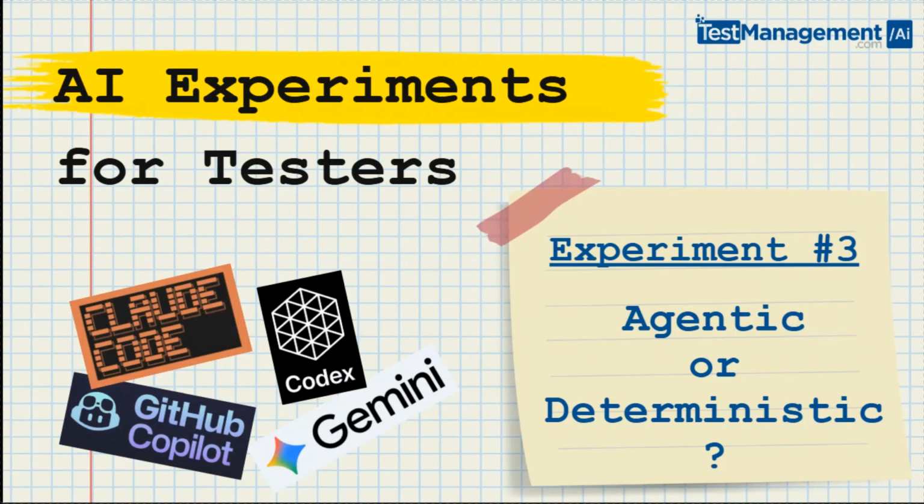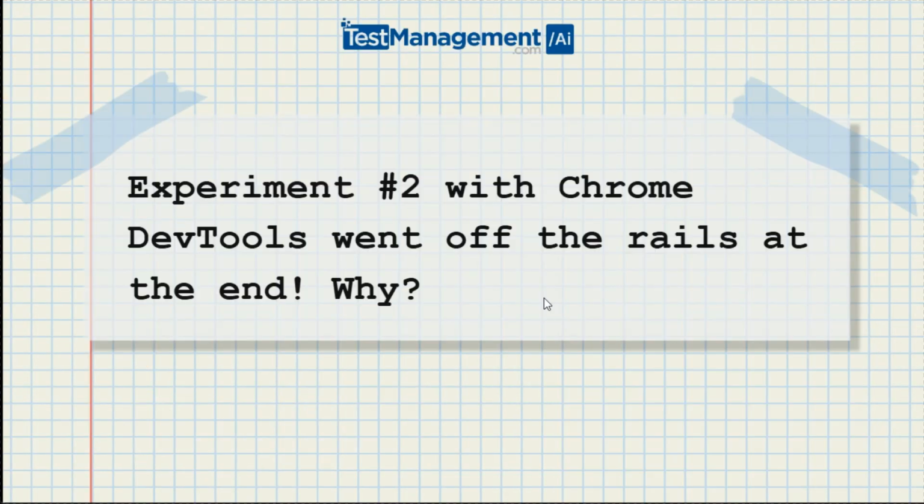Experiment 3, Agentic or Deterministic. Experiment 2 with Chrome DevTools went off the rails at the end.